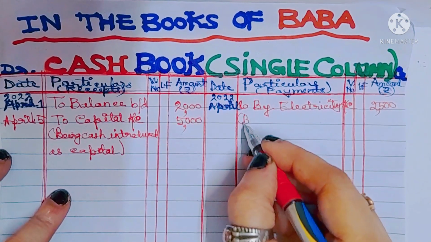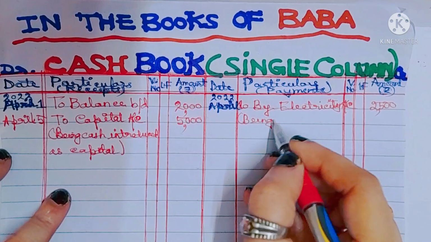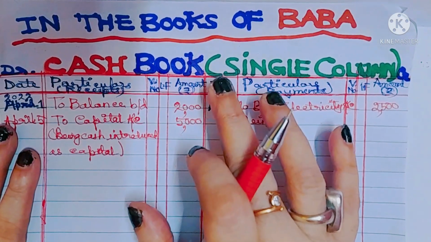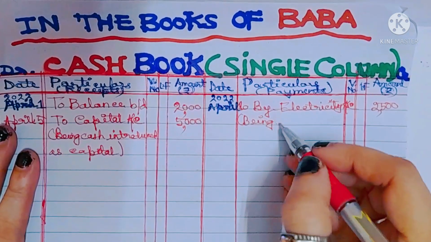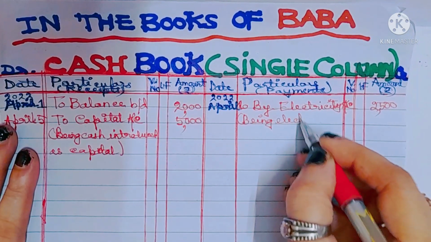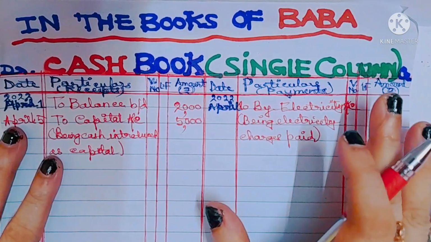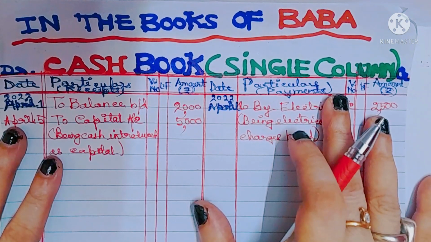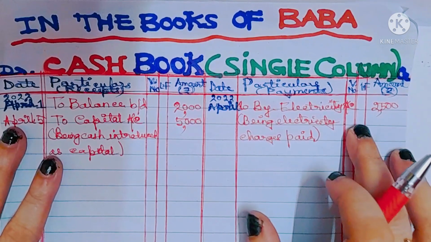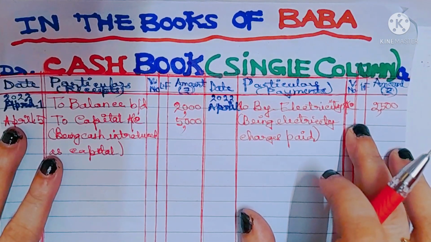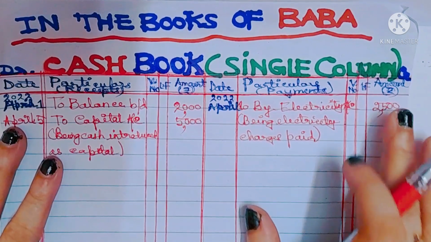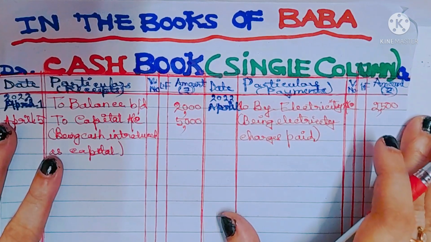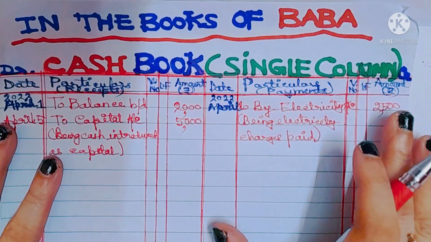Narration is a must, otherwise marks will be deducted in the exam. And moreover, cash book is a journal also, being electricity charges paid. And moreover, cash book is a real account. According to real account, what goes out is credit. Here, when electricity charges is paid, cash goes out from the business. So 2500 will be credited. Understood? So let's see the next transaction.